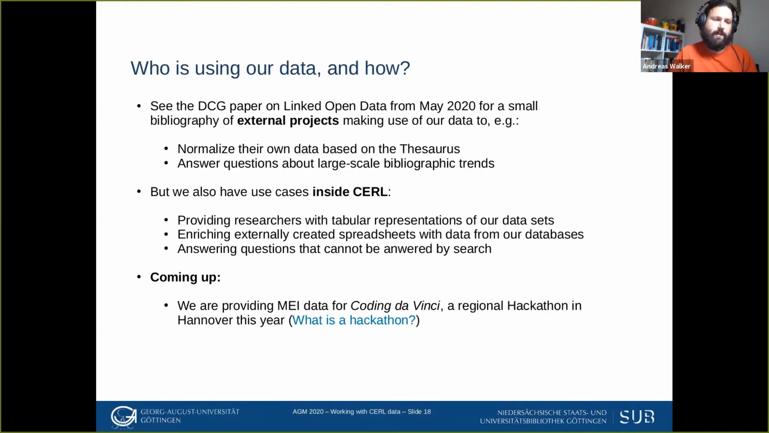And what we found there is there's essentially two use cases that we found in literature for people working with our data. The first one is that people in their projects normalize their own data based on the CERL Thesaurus, which is great because that's what it's intended for. And the second use case is that people try to answer questions about large-scale bibliographic trends. And for that, I think mostly they use the Heritage of the Printed Book database, probably also just due to its sheer size with about 8 million records. So that's the things that we found.